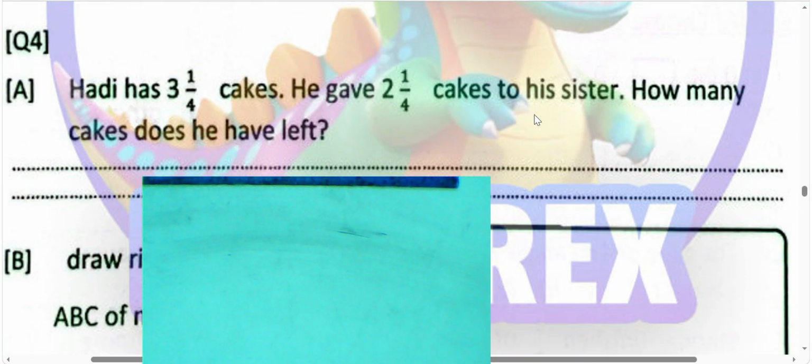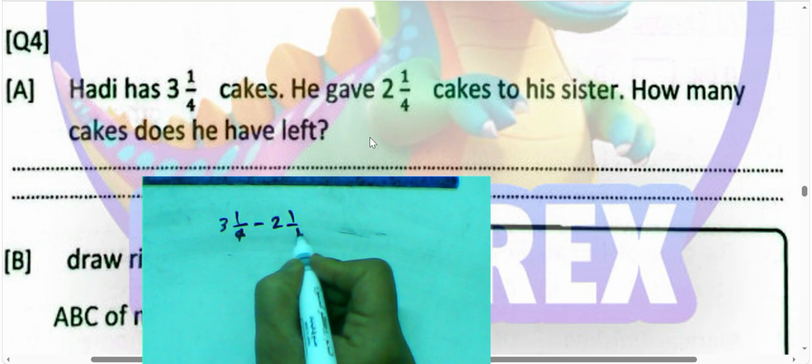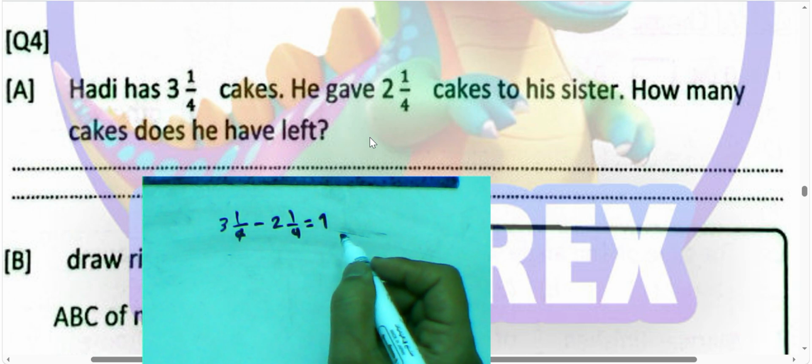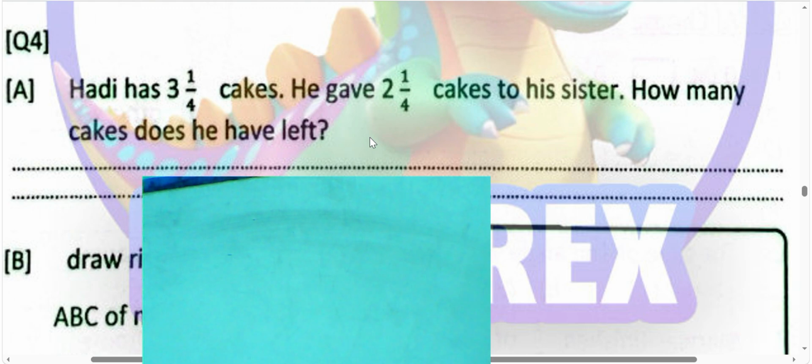He has 3 and 3/4 cakes. He gave 2 and 3/4 cake to his sister. How many cakes does he have left? We can find the difference. 3 and 3/4 subtract 2 and 3/4. 3 minus 2 equals 1, and 3/4 minus 3/4 is 0. Then the remainder will be 1 cake. Okay. Next question.